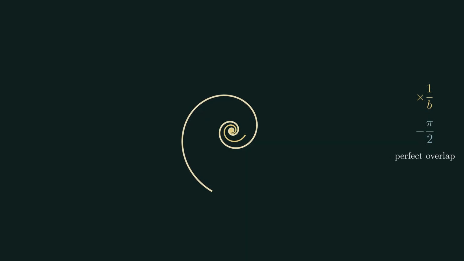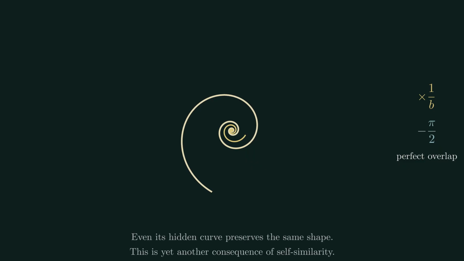But the logarithmic spiral does something remarkable. Its evolute is another logarithmic spiral. After the proper rotation and scaling, the evolute overlaps perfectly with the original curve. Even its hidden curve preserves the same shape. This is yet another consequence of self-similarity.